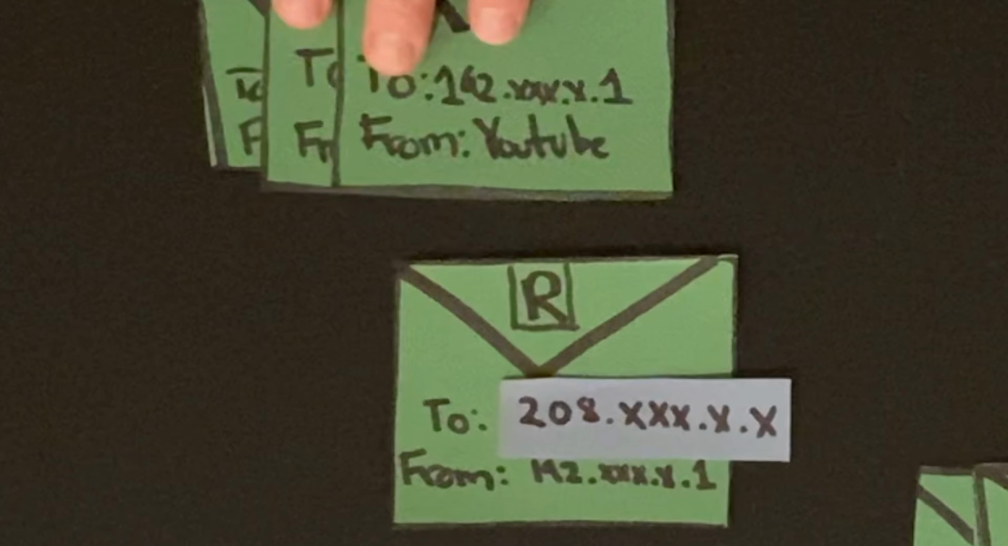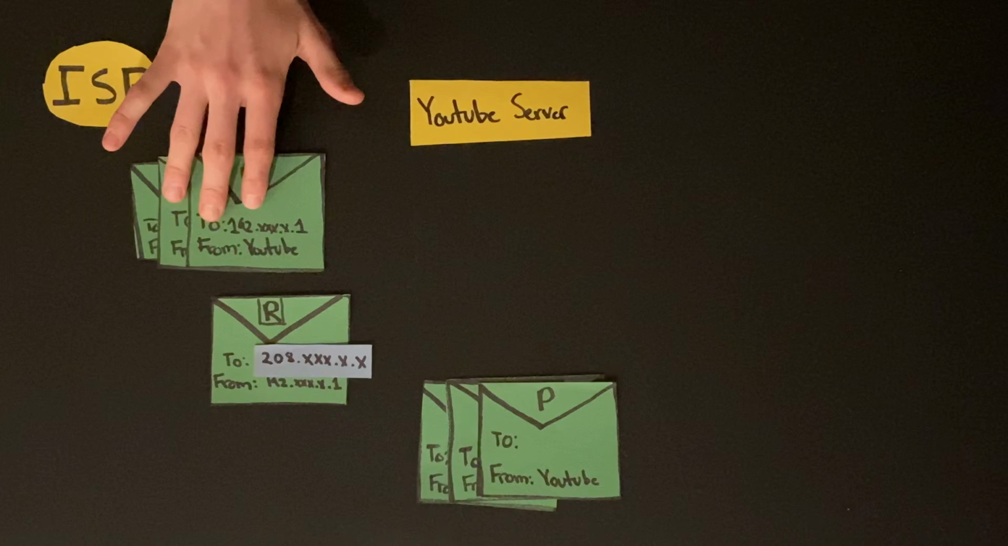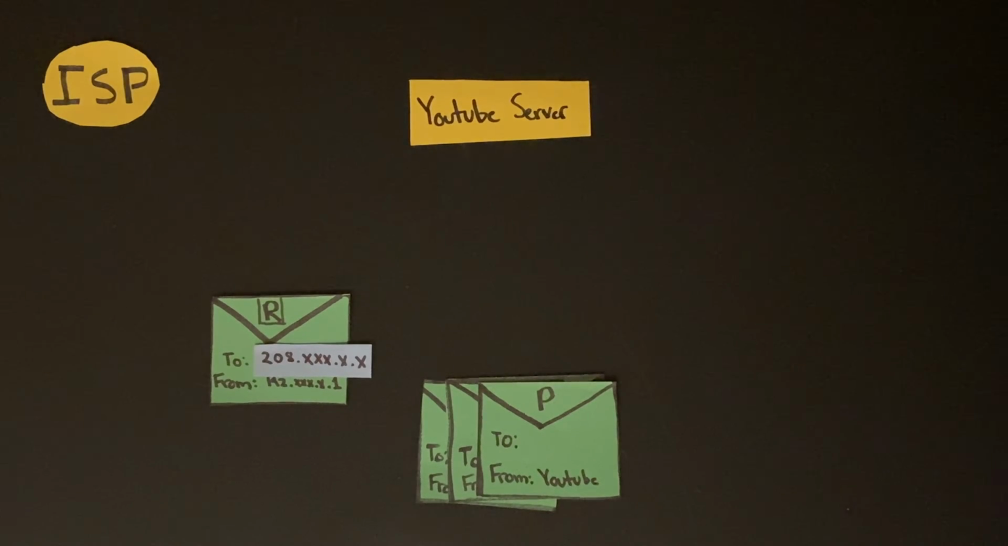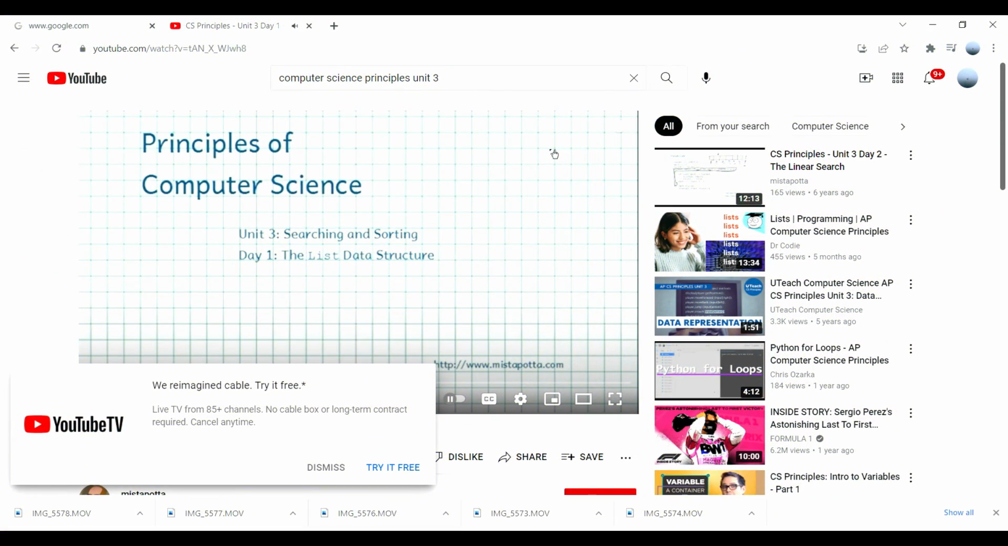These packets use the "from" part of the request to know where they are going and will take the shortest path possible, which may be different for all of them. Once they reach the computer, they are reassembled and you are able to watch the video.